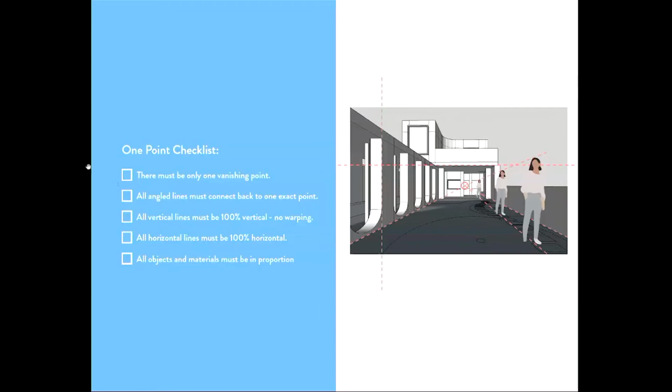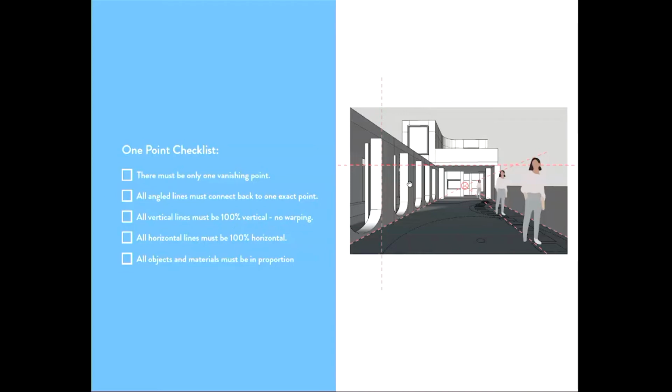So for 1-point perspectives, we've got this for all 3. There must be only one vanishing point. All angled lines must connect back to one exact point in space. All vertical lines must be 100% vertical, no warping. So you have to arrange the camera, massage it. It takes a while, but you'll get there. Must be 100% vertical, no warping.